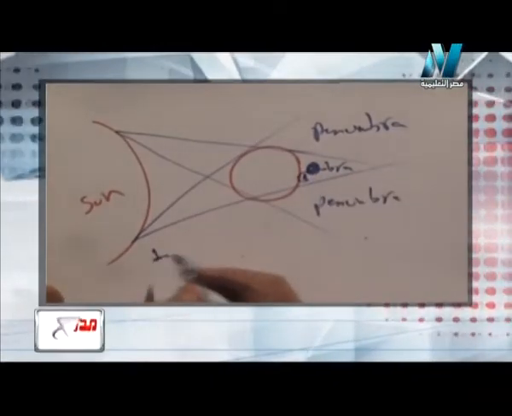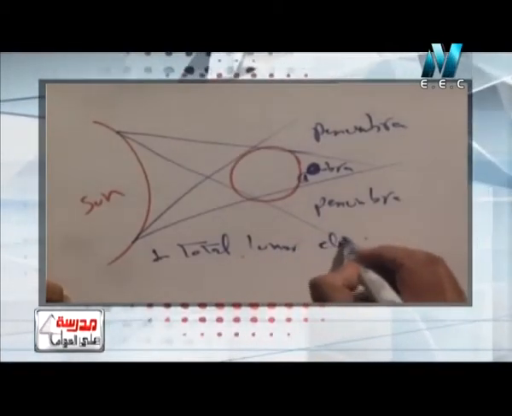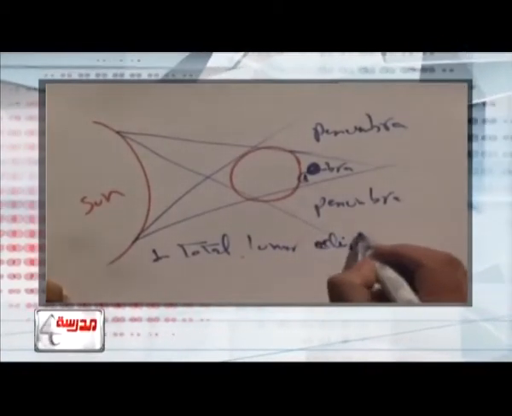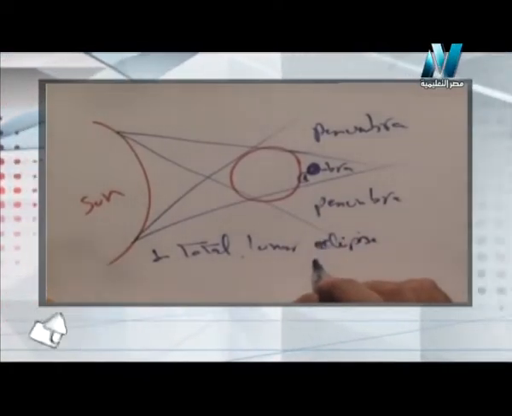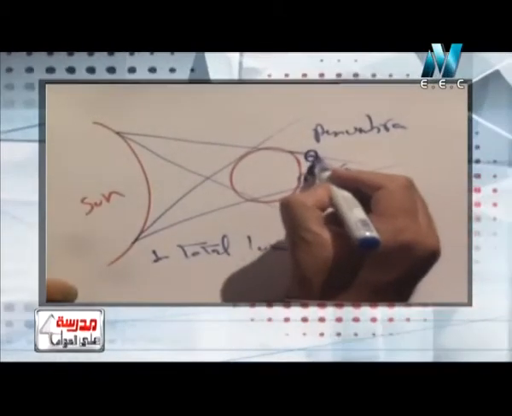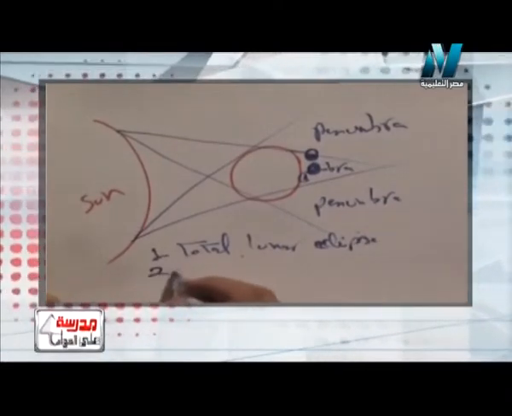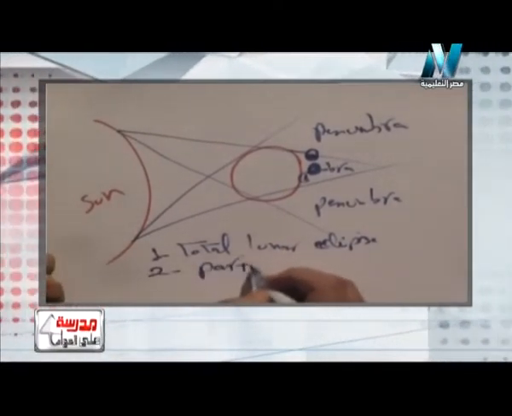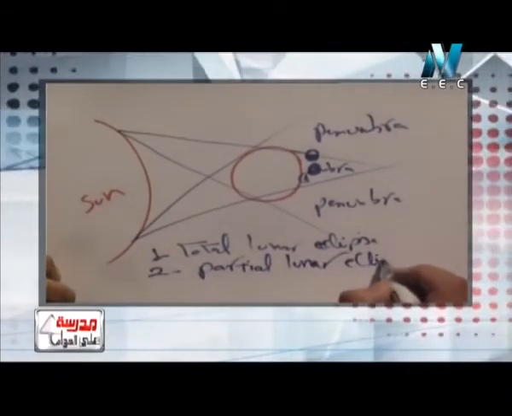In number 1, I have total lunar eclipse if all the moon lies in the area of the umbra. But what happens if a part of the moon, لو في جزء بس من المون في الأمبرا وجزء في البينأمبرا like this, okay, I will have partial lunar eclipse.